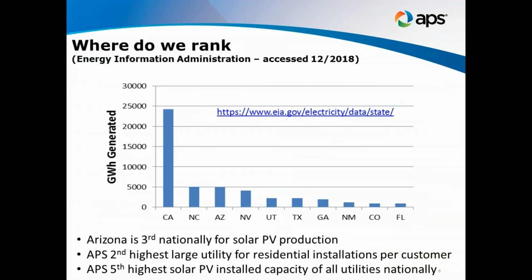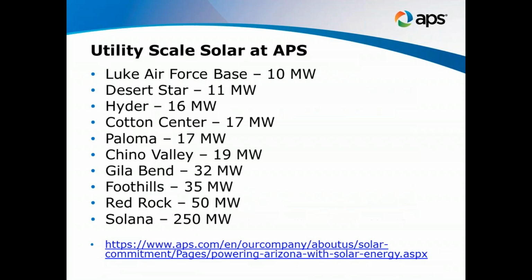So where does Arizona as a state rank relative to solar production? Arizona, based on recent information from the Energy Information Administration, is third nationally for PV production. APS in specific is second highest large utility for residential installations per customer behind PG&E in California. We're the fifth highest solar PV installed capacity of all utilities nationally. And on a population adjusted basis, we are also third, ahead of California, behind Utah and Nevada for PV production.